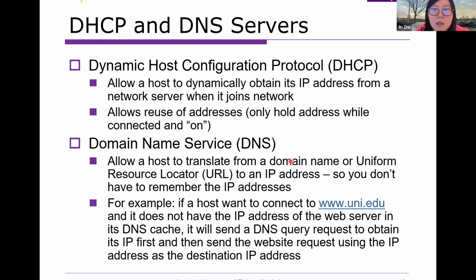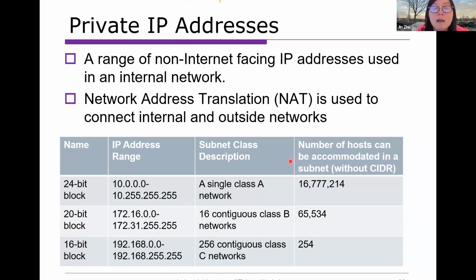Those are some of the private IP addresses that we use. You probably noticed many times when you set up a home network, they always use 192.168 point something, right? What is that? Those are private IP addresses. This is a range of non-internet-facing IP addresses. They are only used for internal networks.